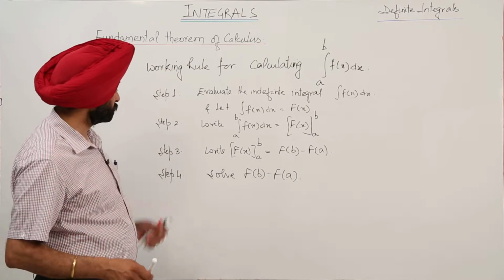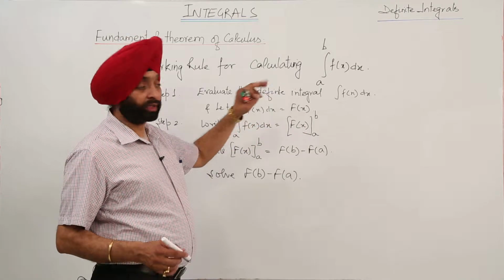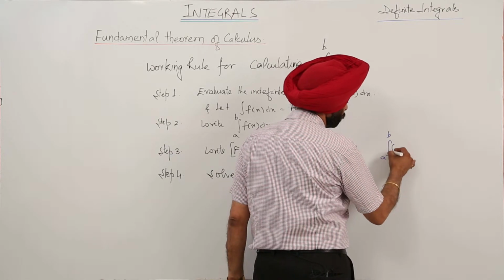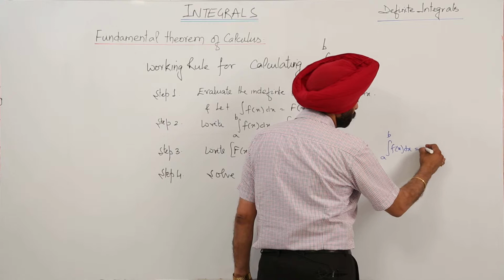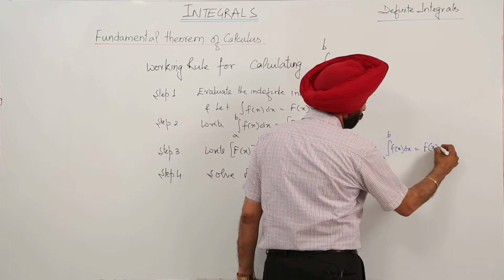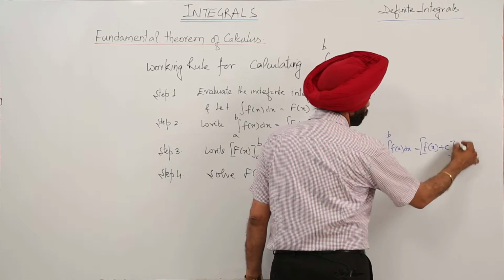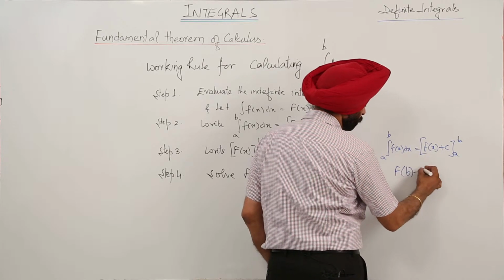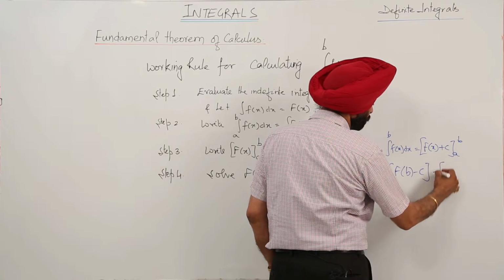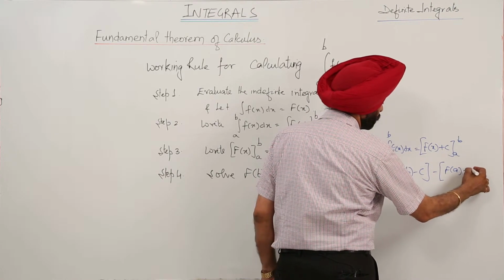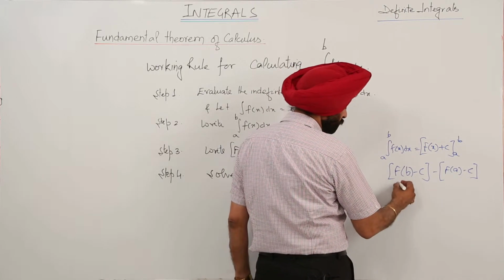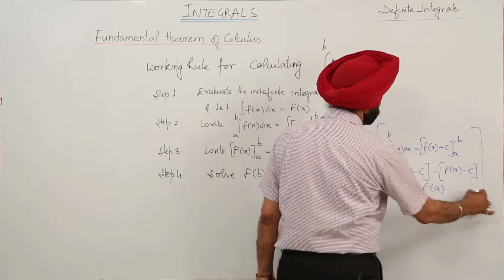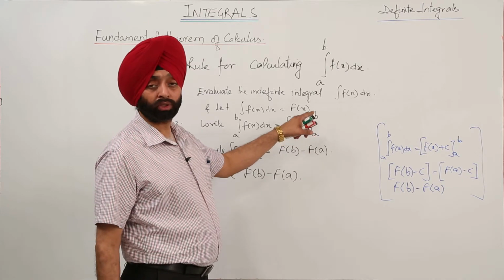Now one thing, why have I not mentioned the capital C here? Suppose we are writing the integral from a to b of f(x) dx is equal to F(x) plus c from a to b. Then how will this be solved? We will be writing F(b) plus c minus, F(a) plus c, and on solving what will we get? F(b) minus F(a). So that's why we are not writing the constant of integration here.